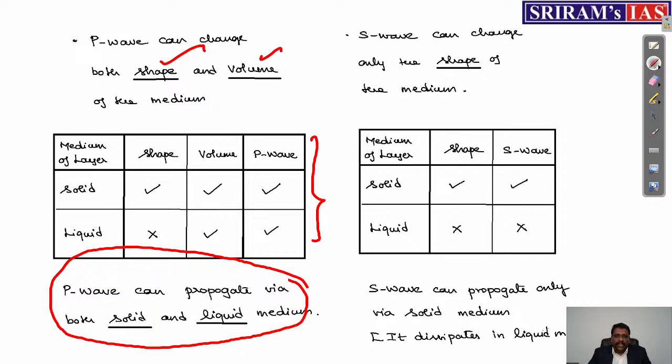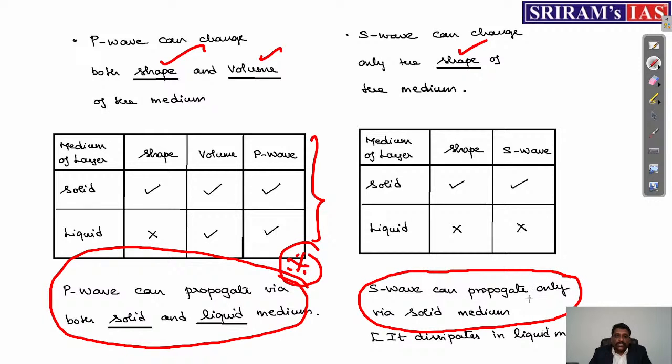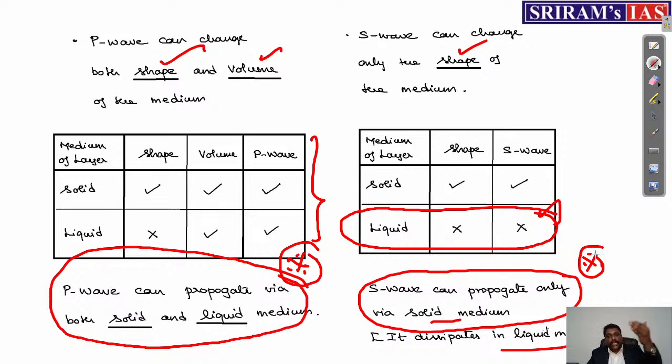The summary is very important. The P wave can travel via both solid and liquid medium. Whereas the S wave has the capacity to change only the shape of the medium through which it propagates, so the S wave cannot travel via liquid medium. The S wave can propagate via only solid medium. Very important, my dear friends. The S wave dissipates in liquid medium. The summary is very important: the P wave can propagate via both solid and liquid medium.